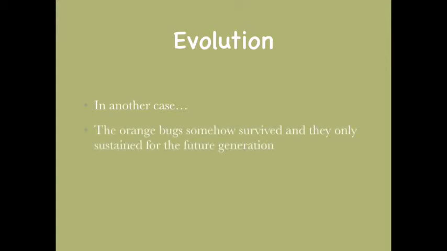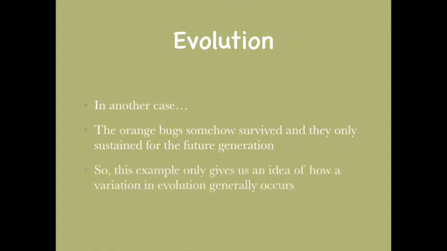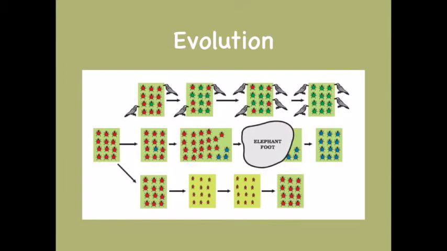Similarly, in another case, the orange bugs survived somehow and they sustained through the future generations. So this example gives us an idea of how variation in evolution generally occurs. There are actually many environmental factors. Given below is a diagram of what has been explained above. Please have a look at it.